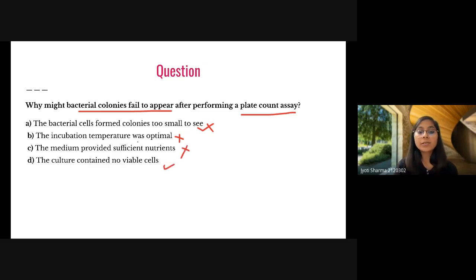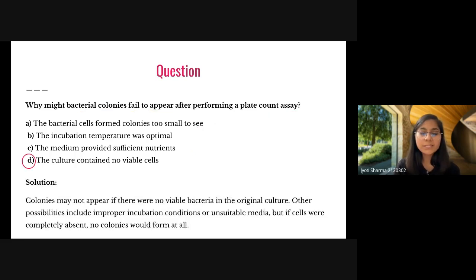Yes, Ganendra. So D is the right answer, that the culture contained no viable cell. If there is no viable cell, then there is a high chance that you will not observe any bacterial colonies. So that's why D is the right answer. Colonies may not appear if there were no viable bacteria in the original culture. Other possibilities may include improper incubation condition or unsuitable media. But if cells were completely absent, no colony will form at all. So that's why D is the right answer.